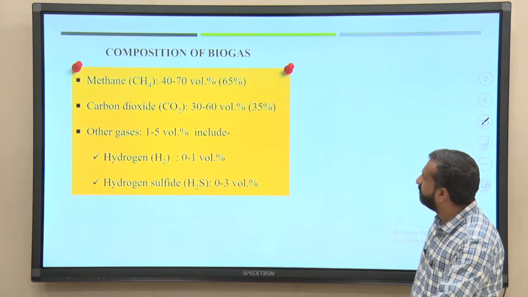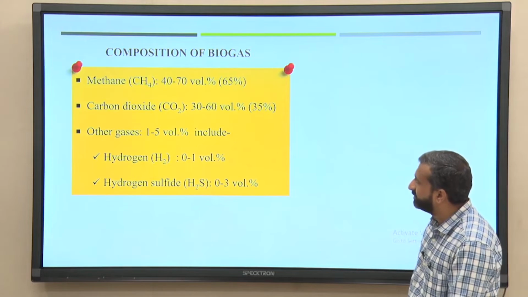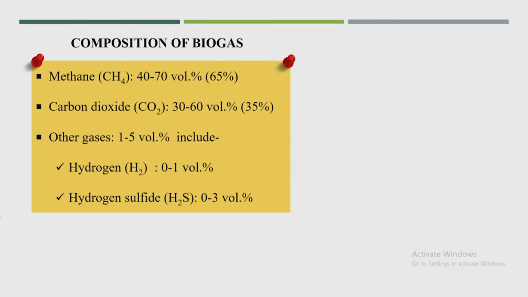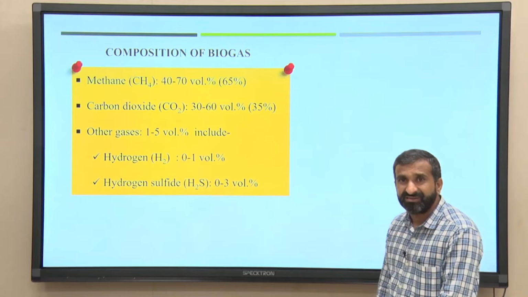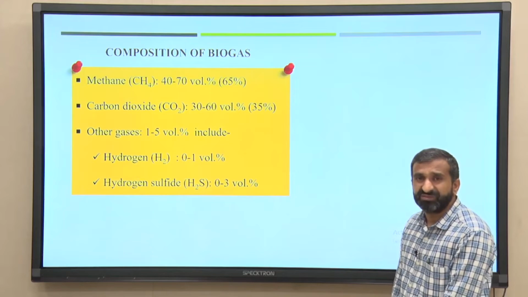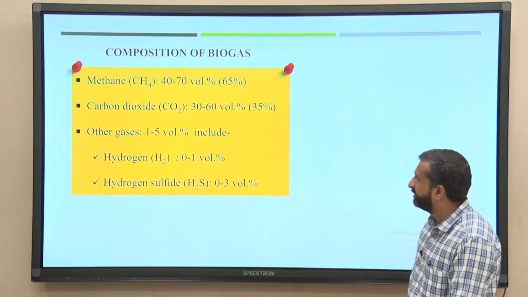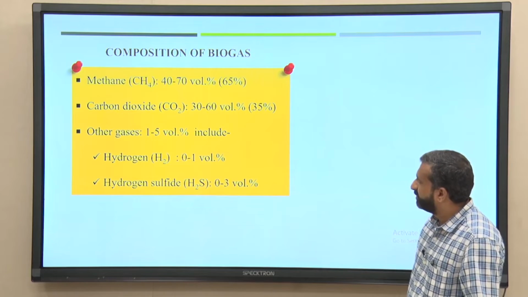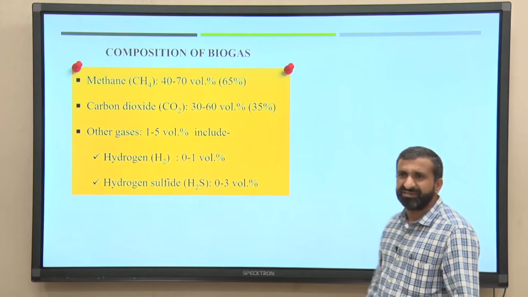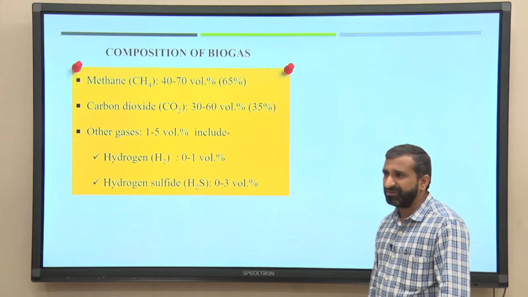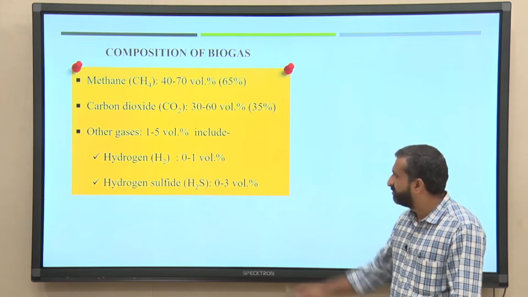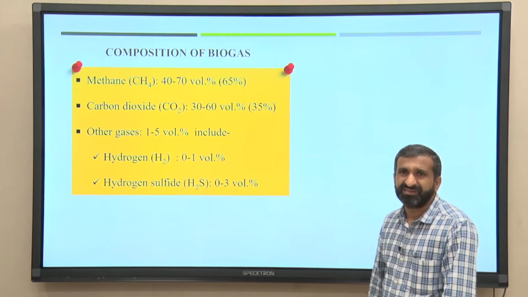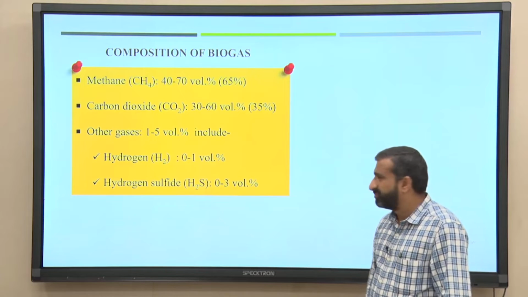When you talk about the composition of biogas, the methane percentage can go up to 70%, but if you have a properly designed reactor you can achieve a minimum of 65% methane. Carbon dioxide could be 30 to 60%, and other gases are between 1 to 5%, but in a proper reactor the percentage of other gases never increases beyond 1% or 2%.